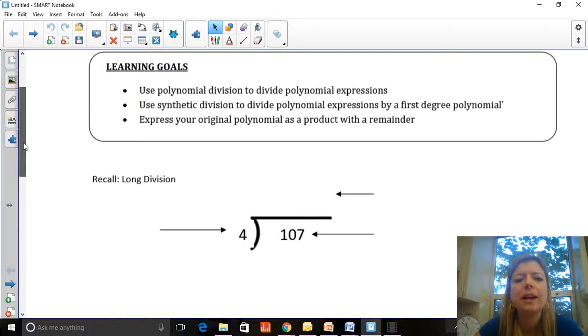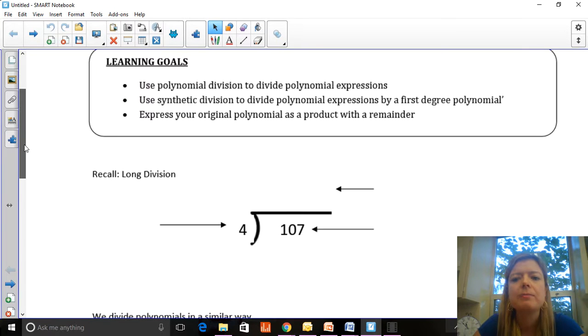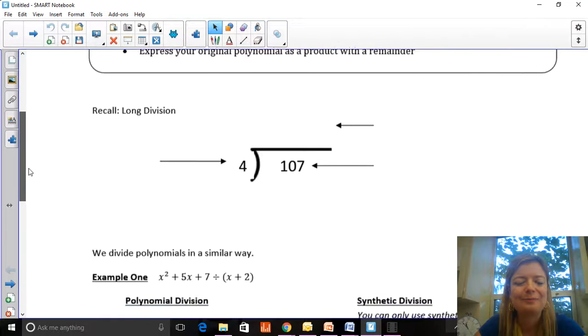So the learning goals today are we're going to be using polynomial division to divide polynomial expressions. Also, we're going to use something called synthetic division to divide polynomial expressions by a first-degree polynomial. And then we're going to learn how to express our original polynomial as a product with a remainder. So how's that for a lot of mathy language there all at once?